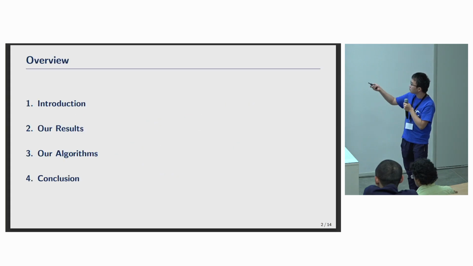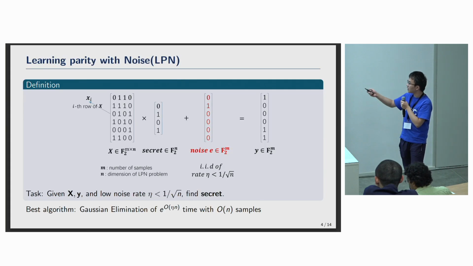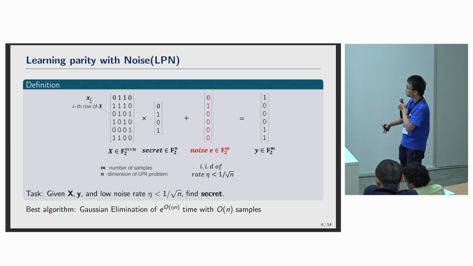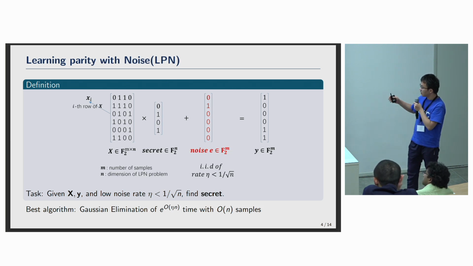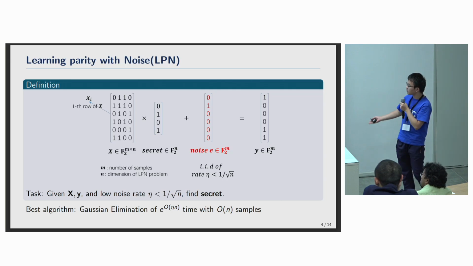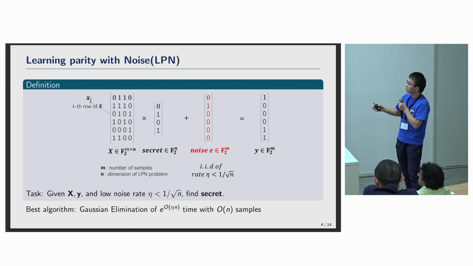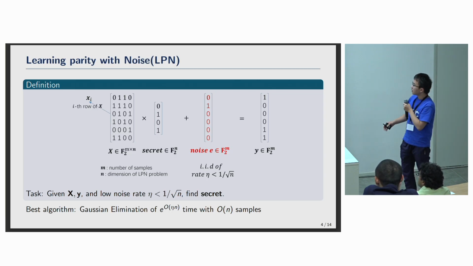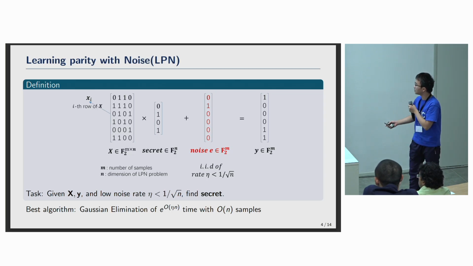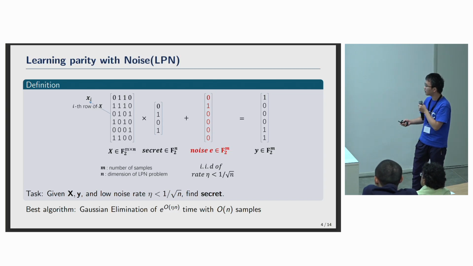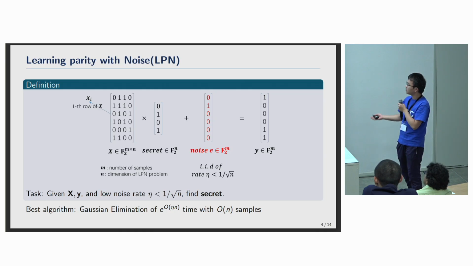First, let me introduce learning parity with noise. In this problem, we are given X in F2^(m×n). In this talk, we use m to denote the number of samples and n to denote the dimension of the LPN problem. We use xi to denote the ith row of X. There is a hidden secret, and IID noise of rate eta less than 1 over square root of n. Y is corrupted by the noise.